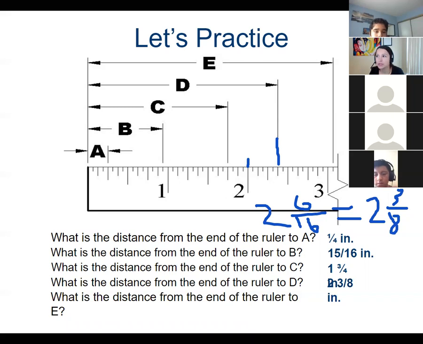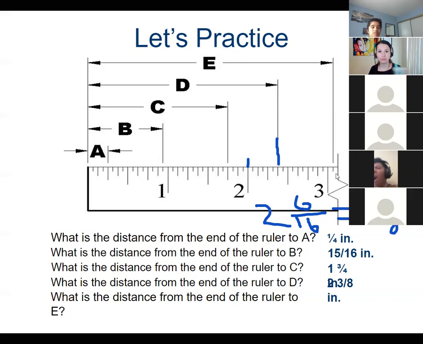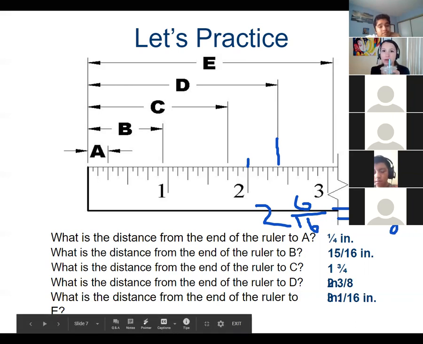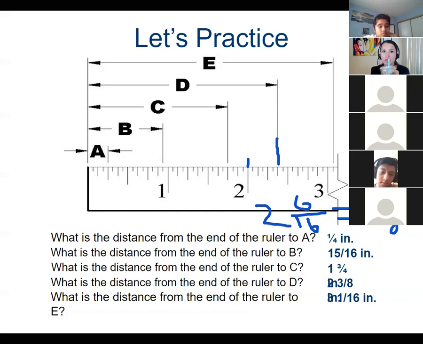Okay, who wants to give me the answer for the last one, letter E? What is the measurement of letter E? Yes, Ethan: 3 and 1/16. You can't see it, it's kind of blurry, so let me write it down. It is letter E: 3 and 1/16 inch for E. Any questions on this?